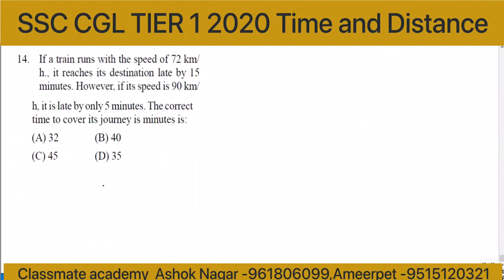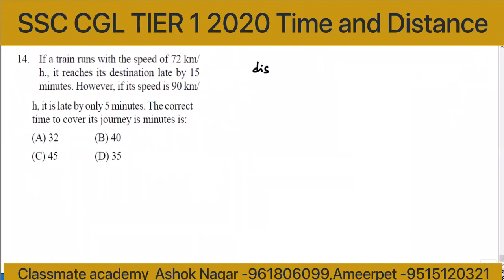The train runs with a speed of 72 km per hour. It reaches its destination late by 15 minutes. However, if the speed is 90 km per hour, it is late by only 5 minutes. The correct time to cover the journey in minutes is? You can do it in 2 ways. One way is to find out the distance first. Without finding distance also you can do it, but I'll do it by finding the distance first.